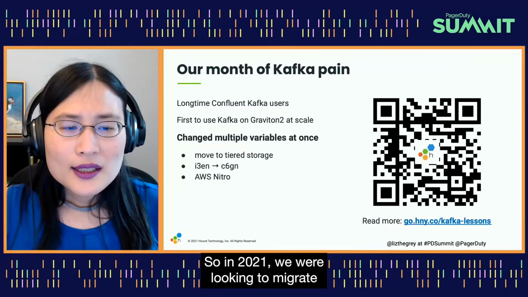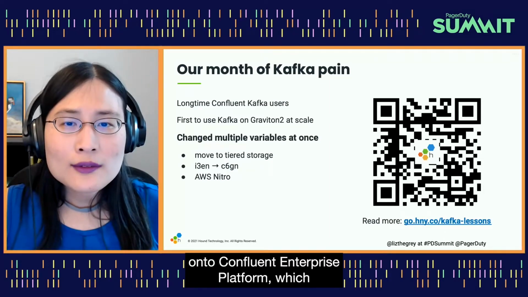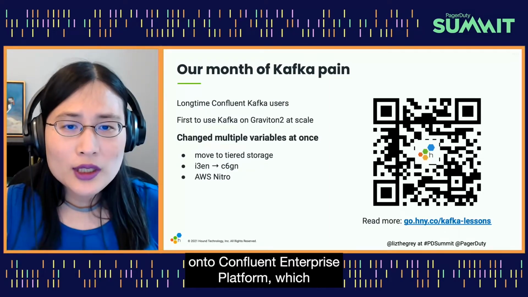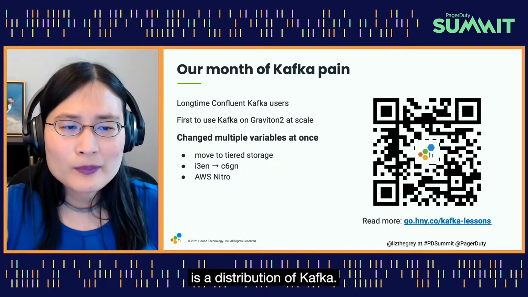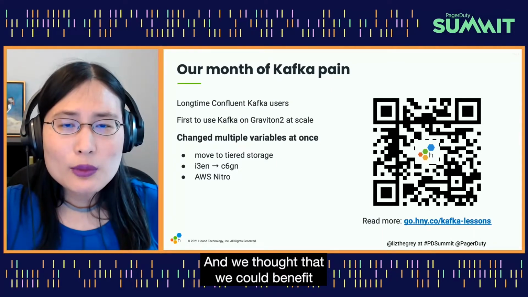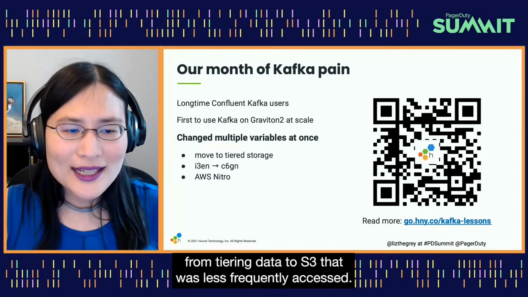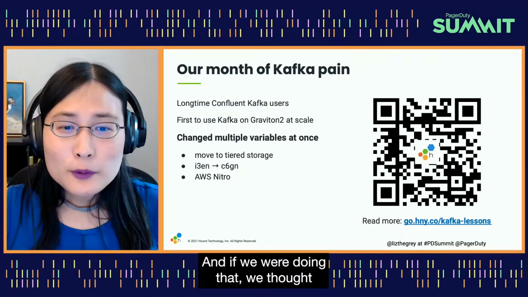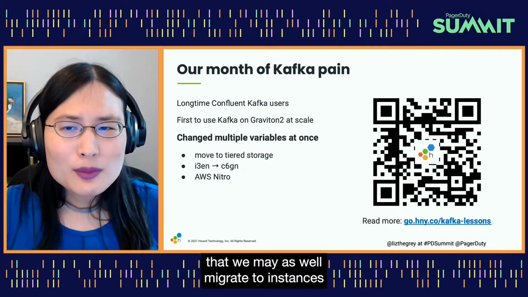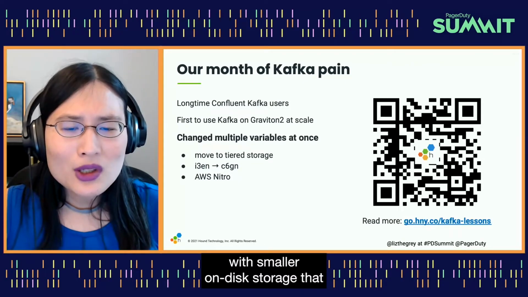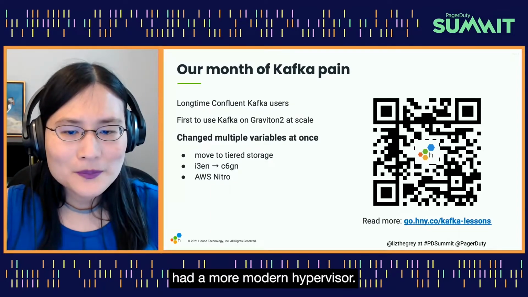So in 2021, we were looking to migrate onto Confluent Enterprise Platform, which is a distribution of Kafka. And we thought that we could benefit from tiering data to S3 that was less frequently accessed. And if we were doing that, we thought that we may as well migrate to instances with smaller on-disk storage that had a more modern hypervisor.